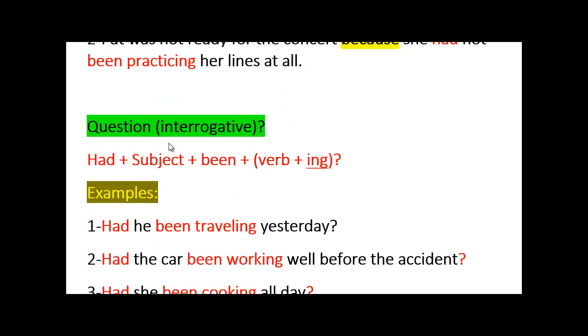In the questions, we start with had. So had subject been, he been traveling yesterday? As we can see here, it's a question and you start with had. That is it about the questions, all right, for the format. So we've seen three formats for affirmative, negative, and questions, okay?